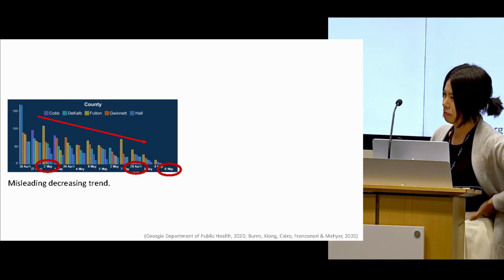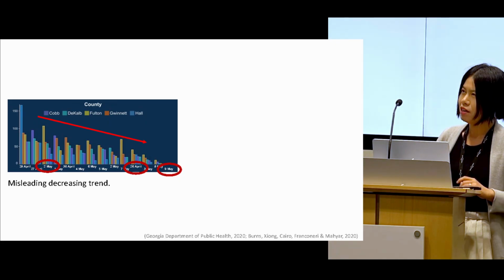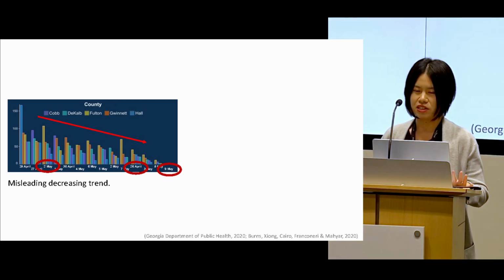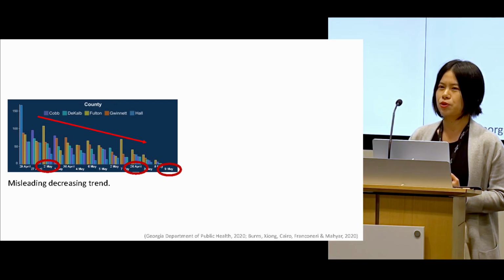So here's my first concrete example. Here I have a chart depicting the COVID case trends in 5 counties in Georgia. So let's take a moment to look at this together. What is the first thing that stands out to you? What do you see here?